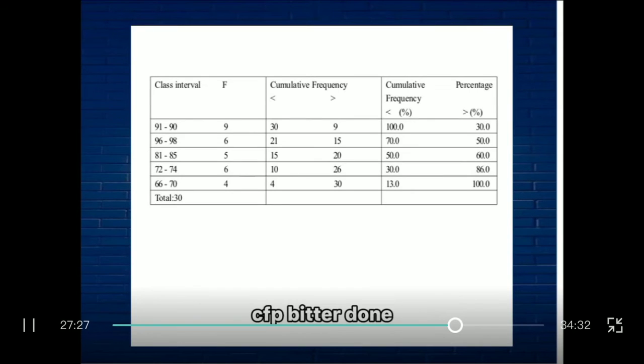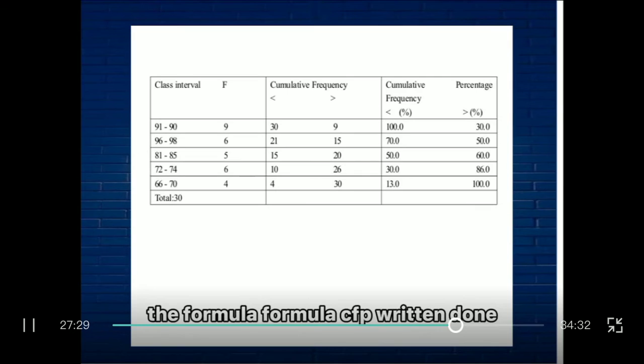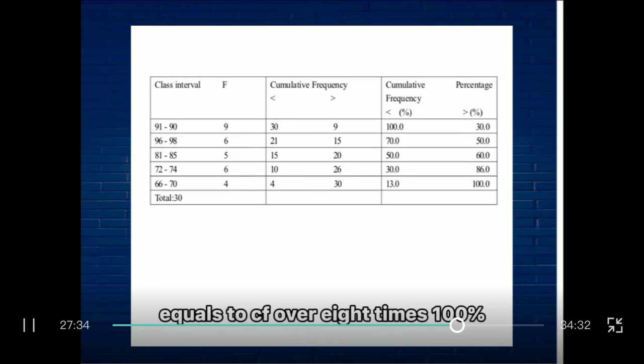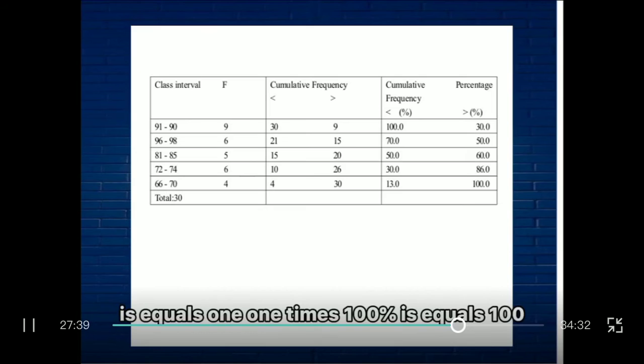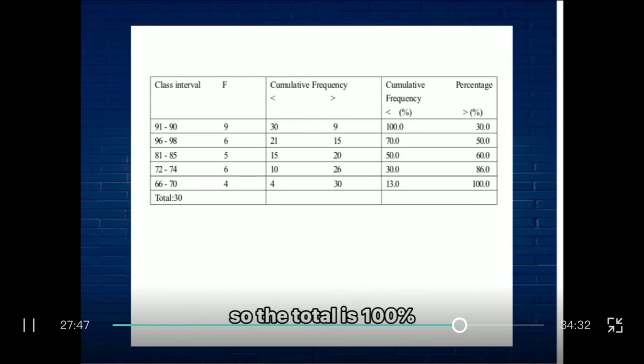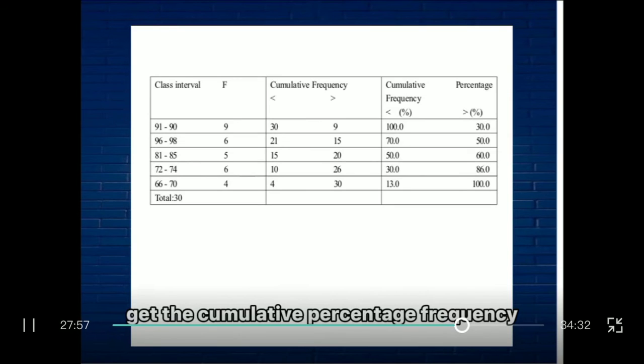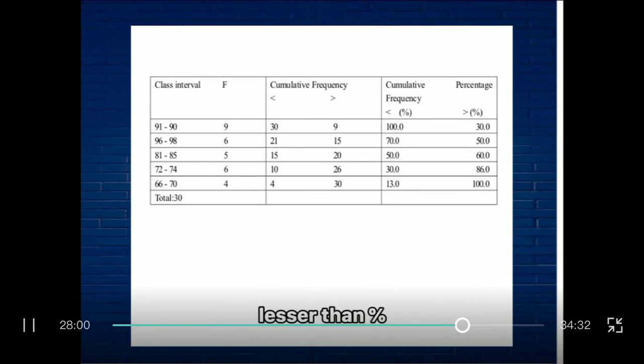So the last, CPF greater than, you must write first the formula. CPF greater than equals CF over N times 100%. So 30 divided by 30 equals 1. 1 times 100% equals 100. So the total is 100%. So that is how to get the cumulative percentage frequency lesser than percent and greater than percent.